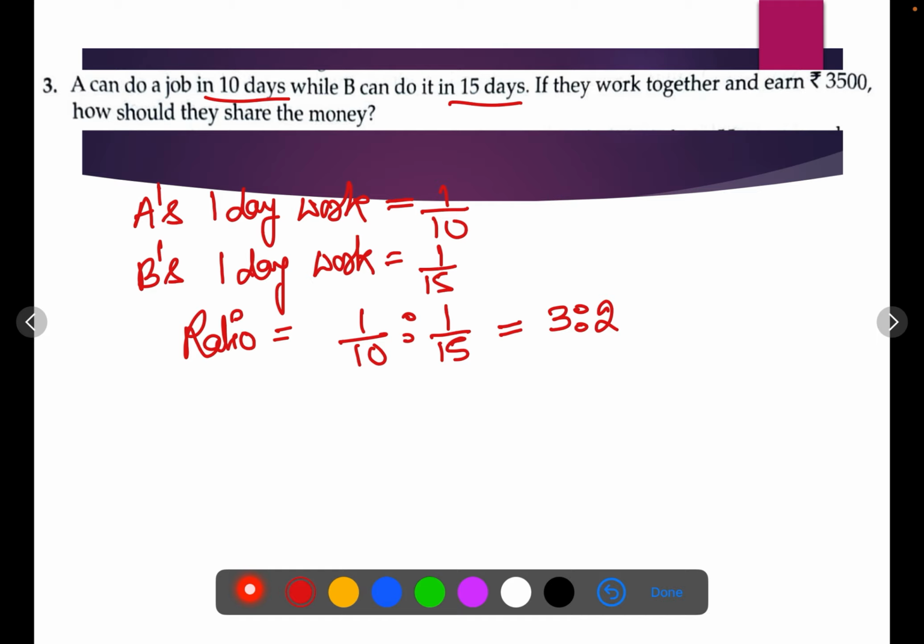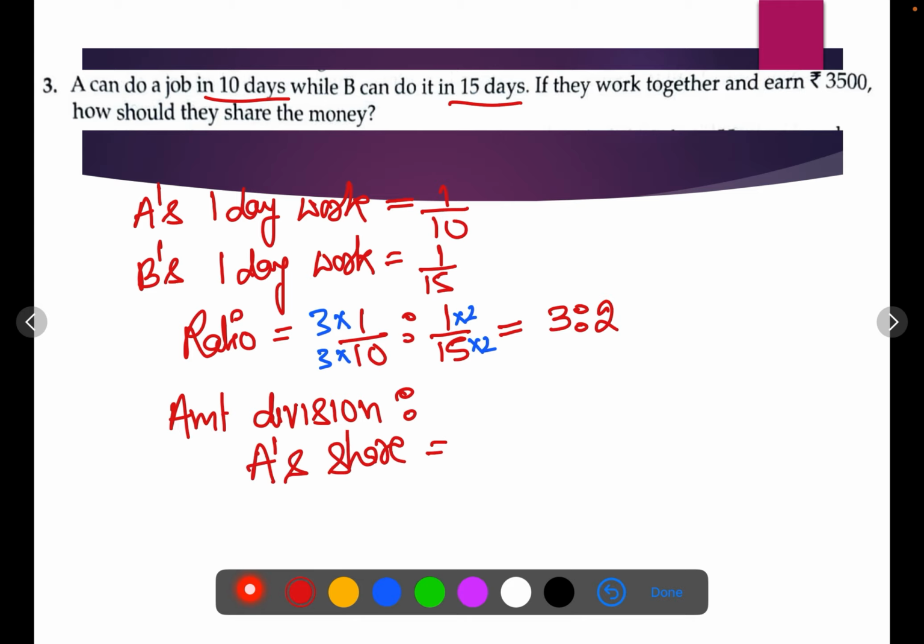I hope it is clear how we are doing it. We come to the common platform, taking the LCM, 3 and here 2. So it gives me 3 by 30, 2 by 30. So 3:2 is the ratio. Just for the reference if somebody got confused. Now I have to find how the amount is divided. So amount division would be in the ratio of their work. So what would be A's share?